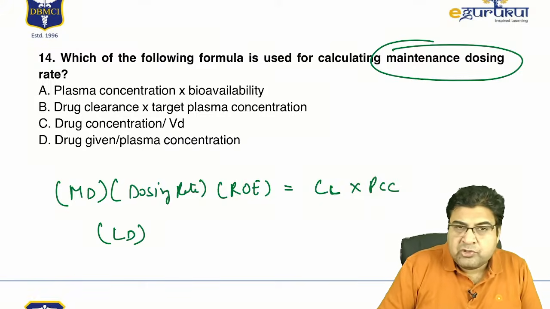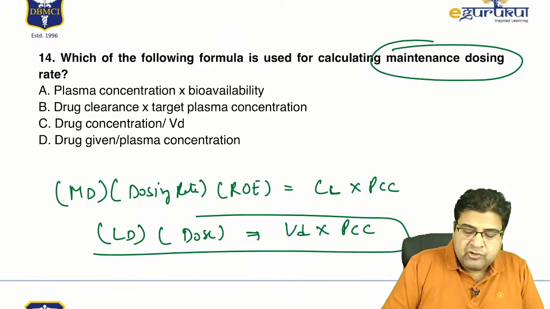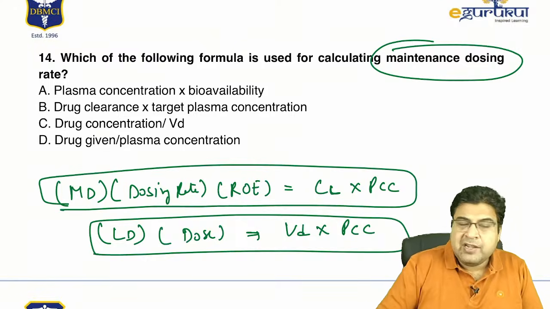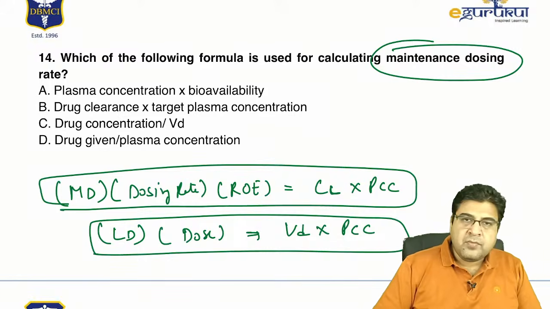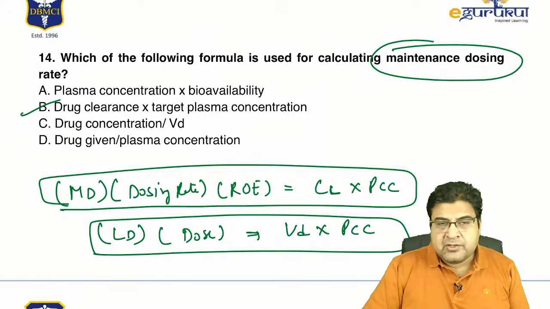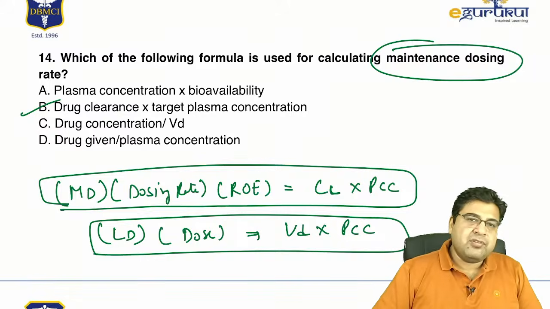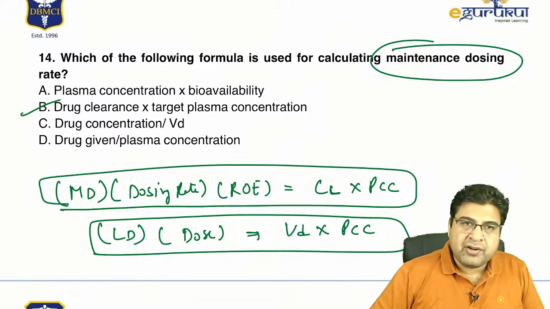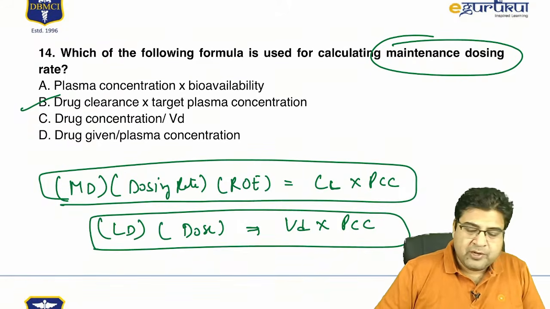If the question is asked, what is the loading dose or any other dose of the drug, this is given by volume of distribution and plasma concentration. Maintenance dose, dosing rate, rate of elimination is this, right? So here the answer is B. Maintenance dose depends upon plasma clearance and the target plasma concentration. So question 14, answer is B. This is the same as the rate of elimination formula.